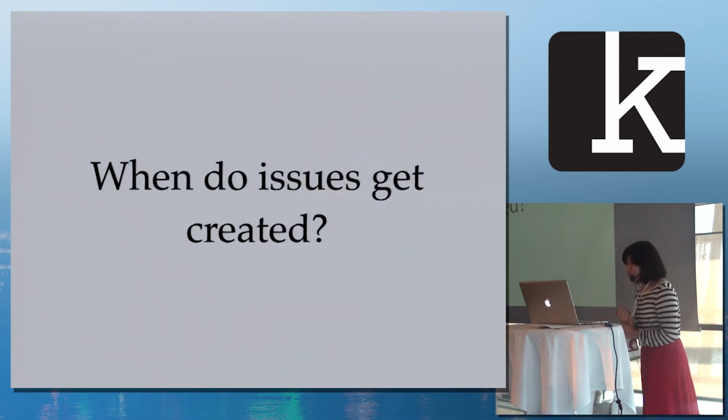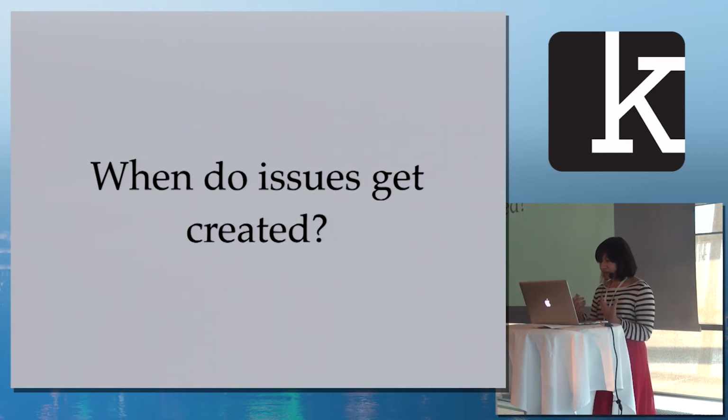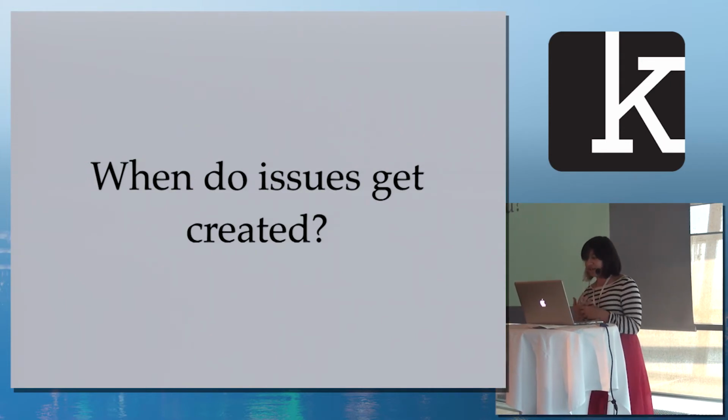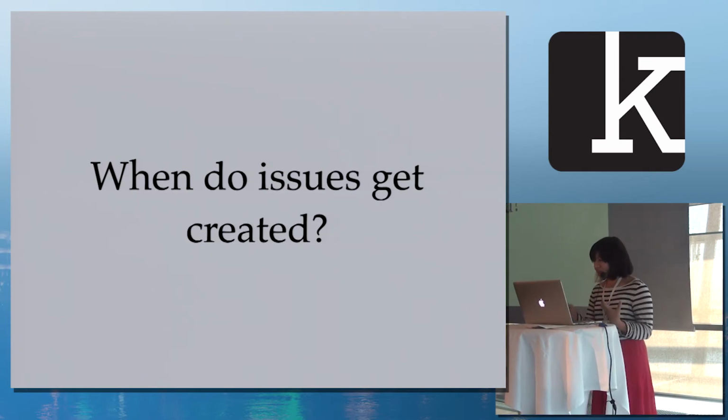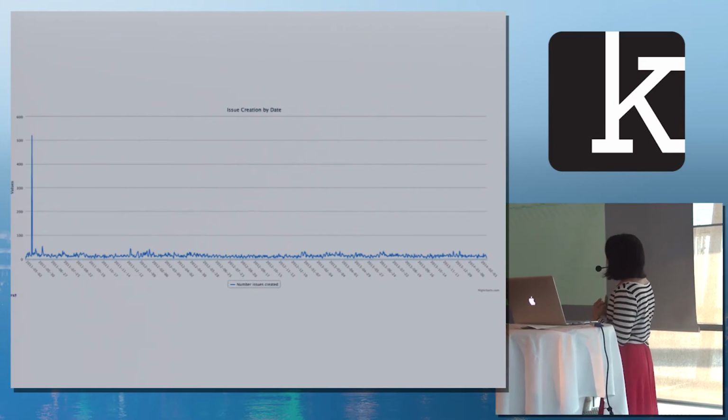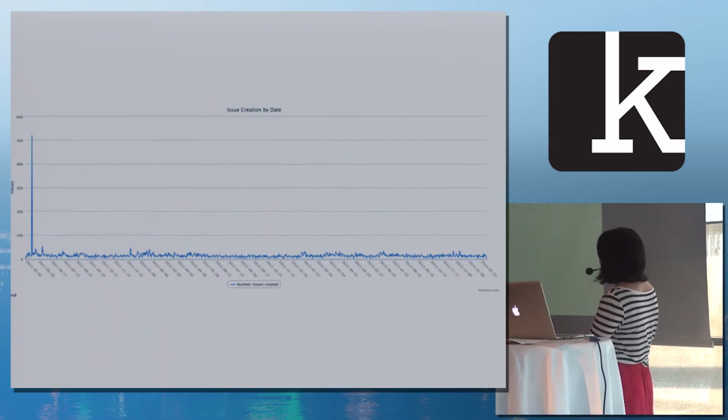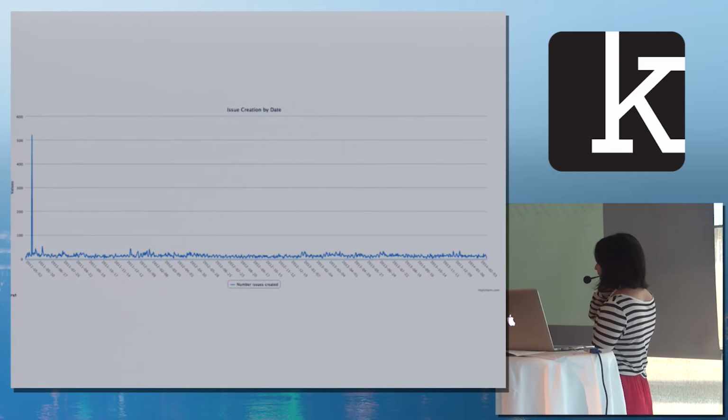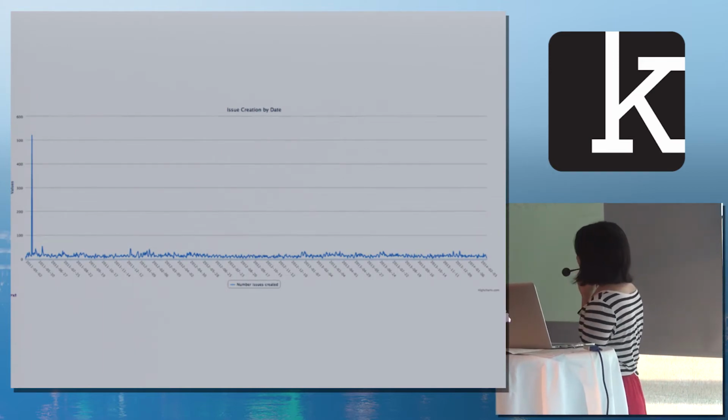So I also created another visualization for this talk. I was curious about when issues get created. I was interested to see if there were any trends or correlation between issues that get created and release dates. So I took all the created at dates and put them on a line graph using highcharts.js. And I first noticed that huge spike.